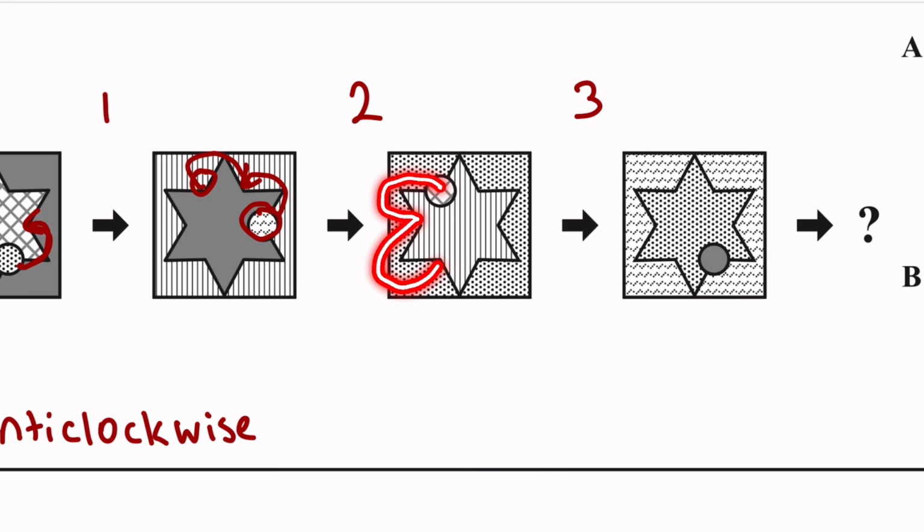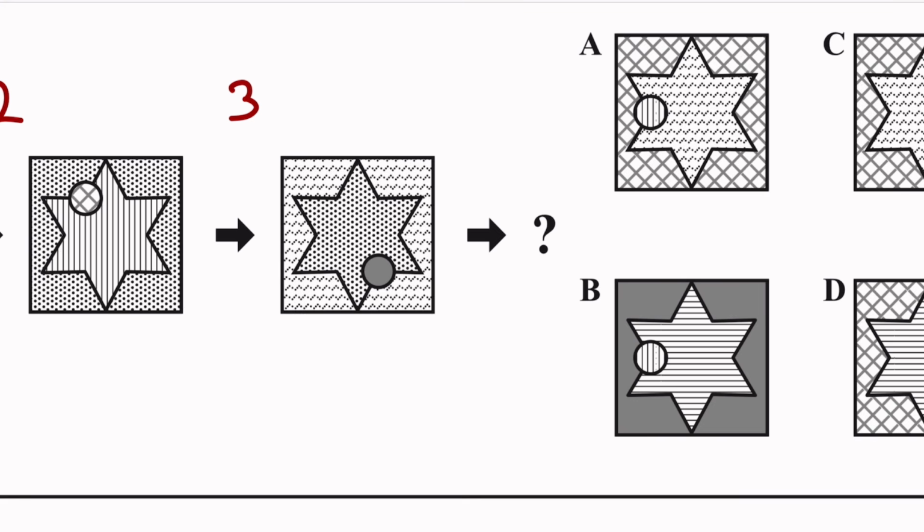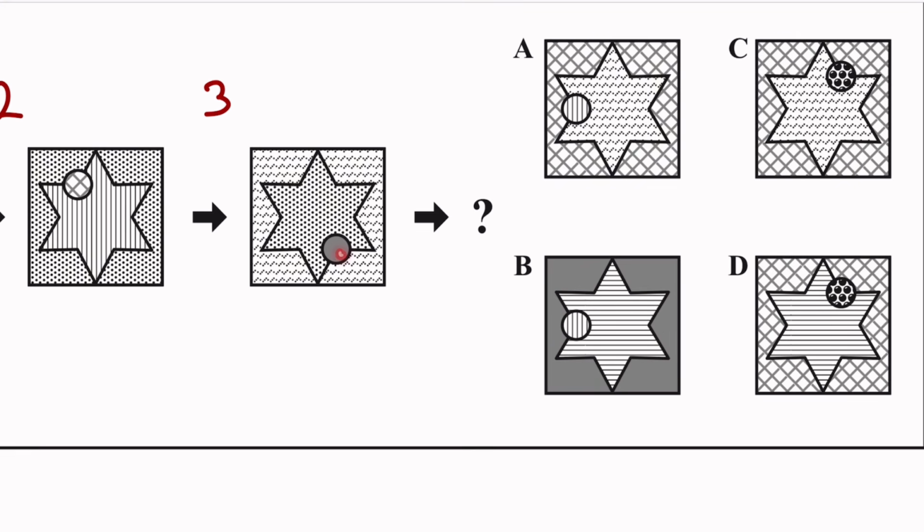1, 2, 3. So it should end up here. And yes, it is, okay? So for the answer, then we have to move 4. Okay, we have to move 4. So let's work that out. 1, 2, 3, 4. So our circle should end up over here. Okay, which ones have that? A and B. So C and D are wrong.